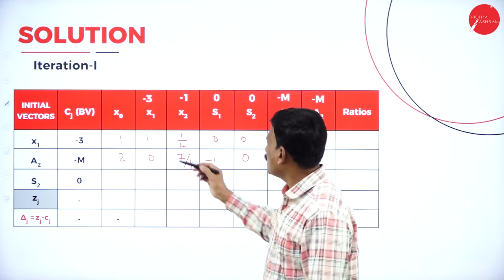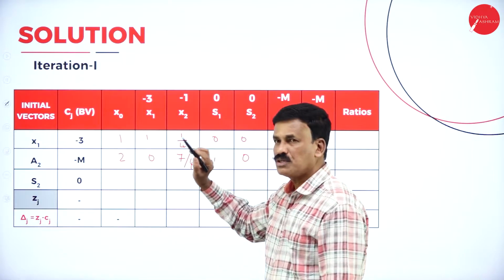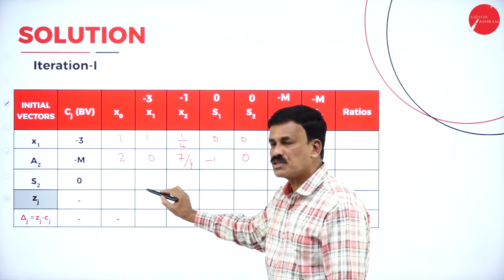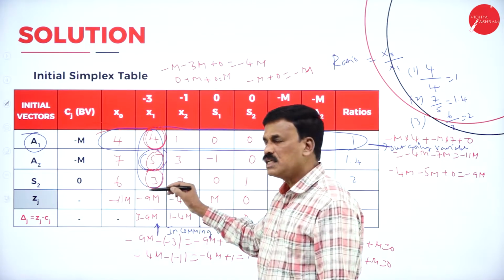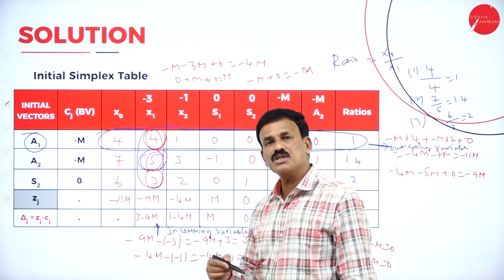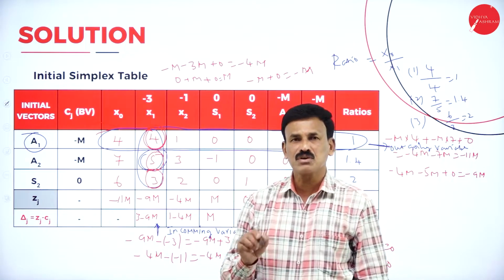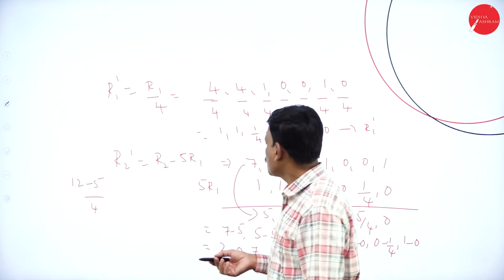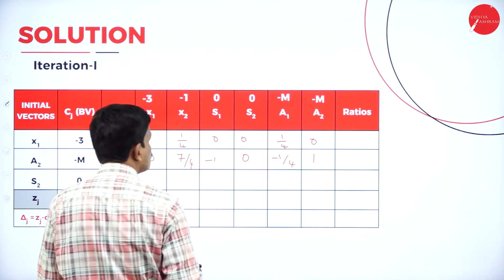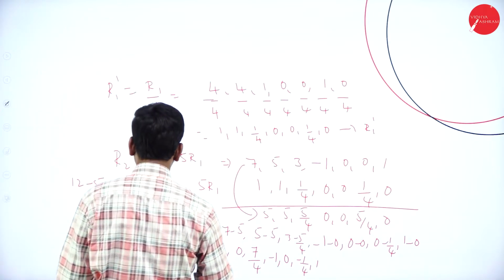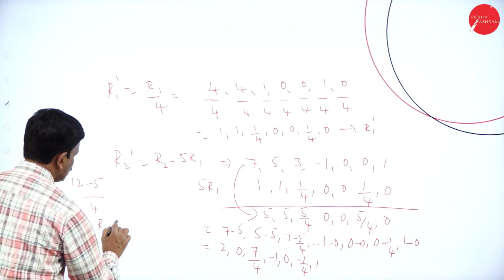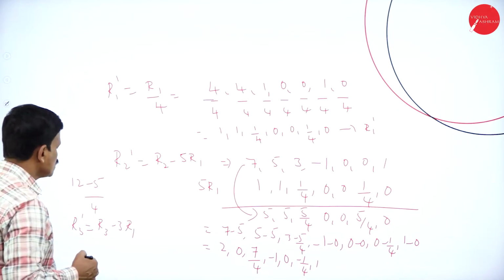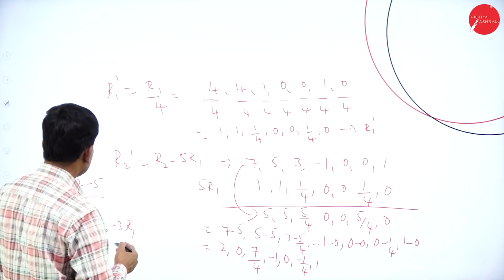See here. So the element below 1 is 0. Now, again this is also equal to 0. Convert this element to 0. To convert this element to 0, again we are going to use the elementary row operation: R3 dash is equal to R3 minus 3R1. So what are the elements of R3?